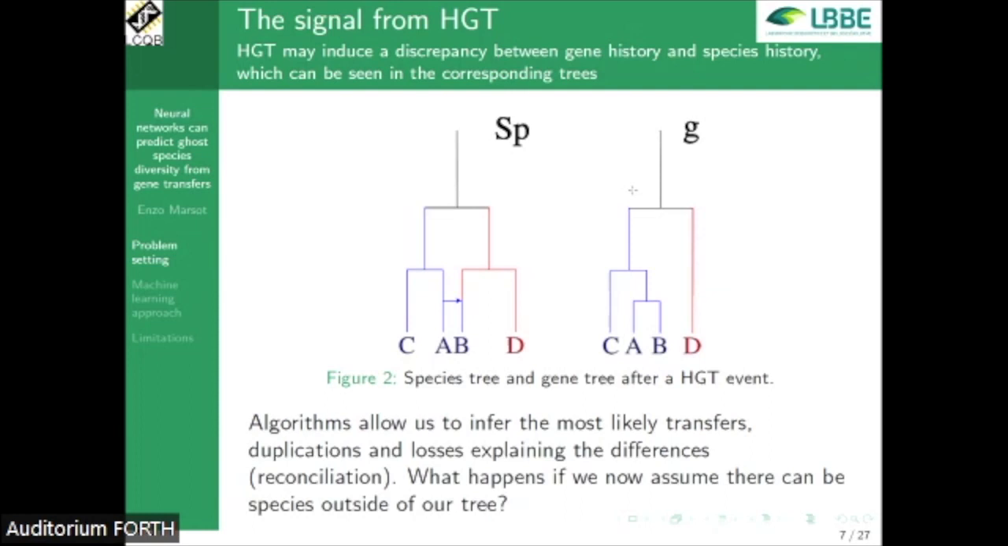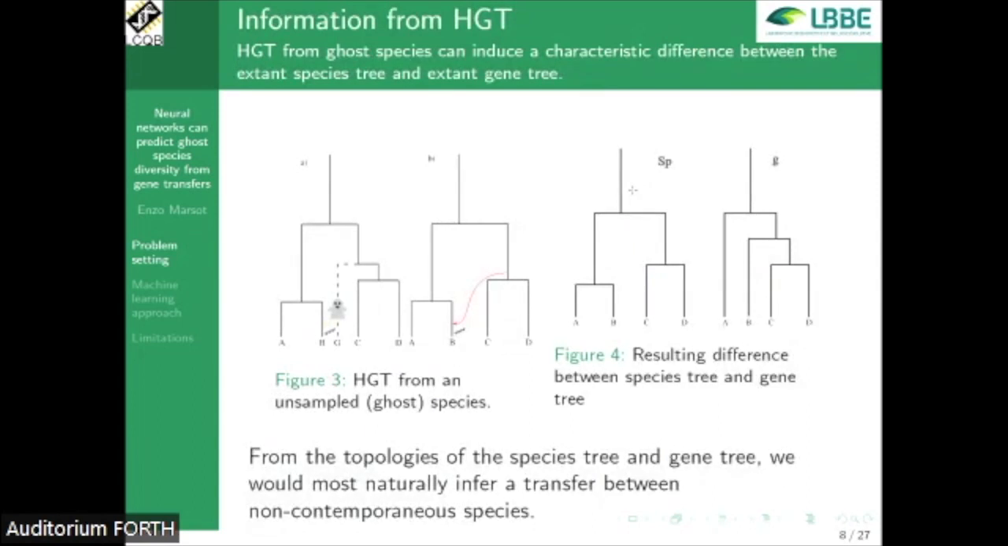Now let's suppose we introduce a ghost species G. G can also send its version of a gene to the species B, which we know. So this will be the tree we know. And after the transfer from G to B, B will look close to this species, so we will obtain this gene tree for the species A, B, C, D we know.